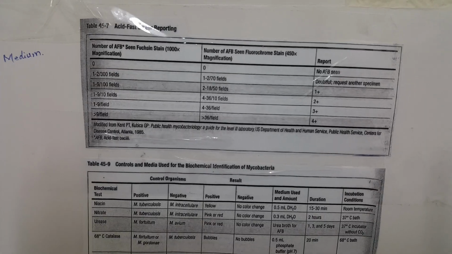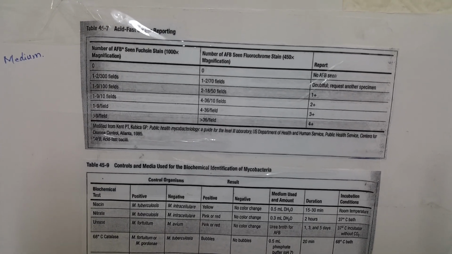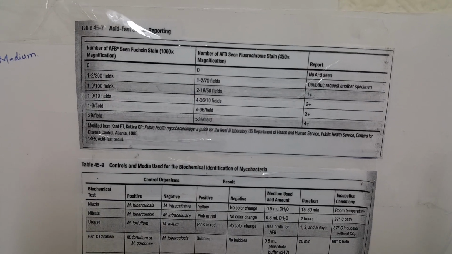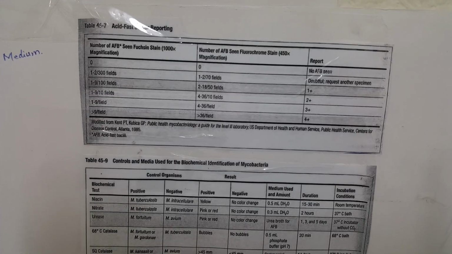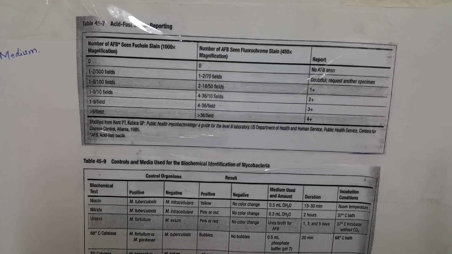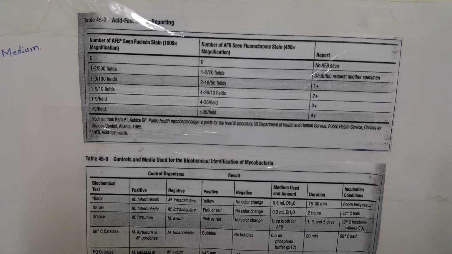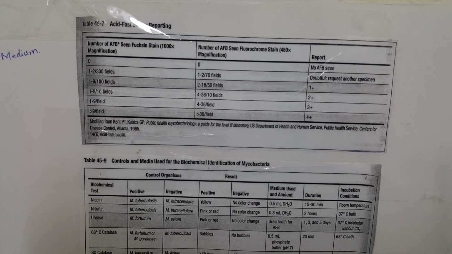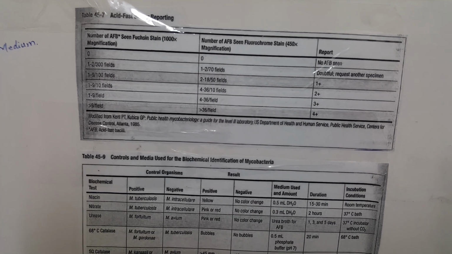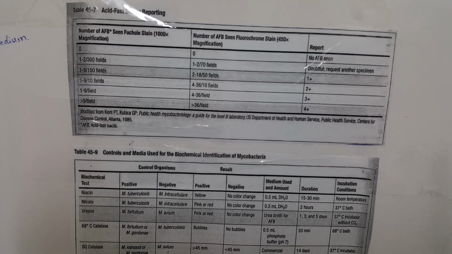If you have 1 to 9 bacilli in 10 fields in AFB, and in fluorochrome 4 to 36 bacilli in 10 fields, that is considered 2 plus. If you have 1 to 9 per field and 4 to 36 per field in fluorochrome, that is considered 3 plus, and if you have more than 9 per field and more than 36 per field, that is considered 4 plus.